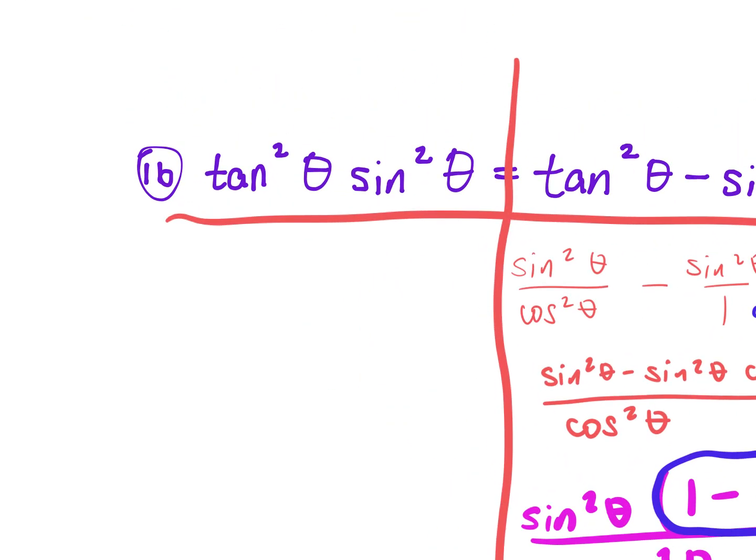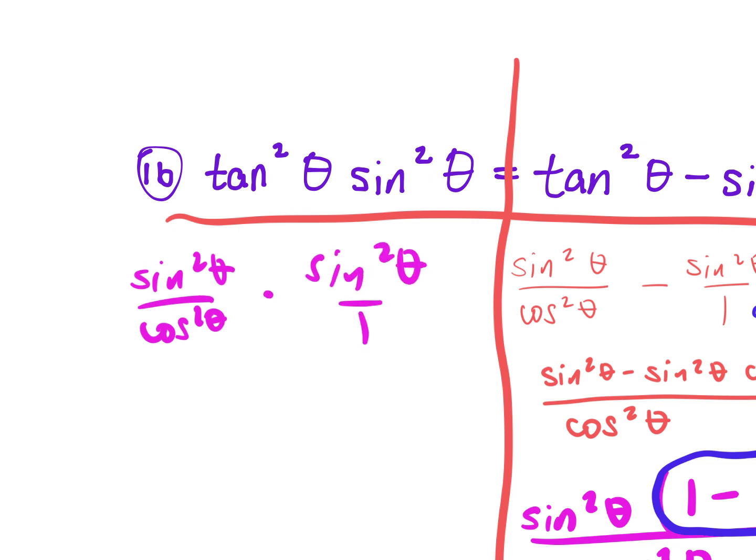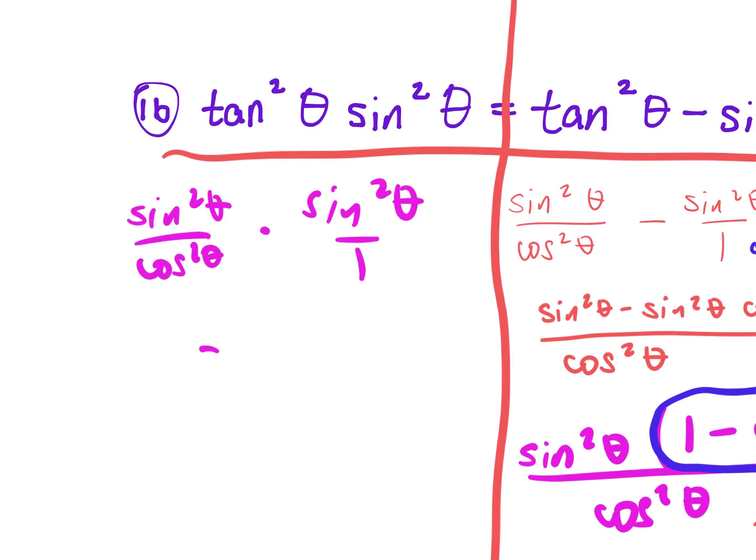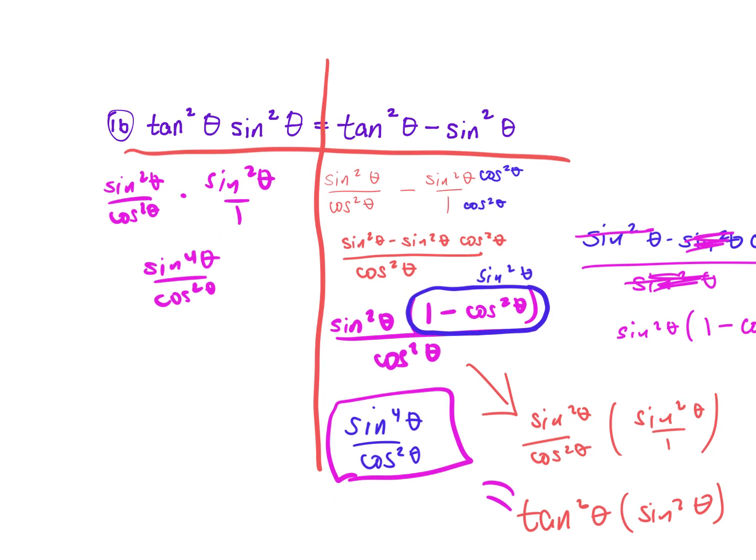What can I change tangent to? Sine squared over cosine, right? Times sine squared over 1. If you multiply those together, do you get sine to the 4th over cosine squared? And then you're at the same spot as there.